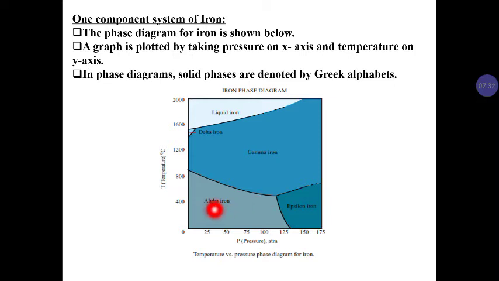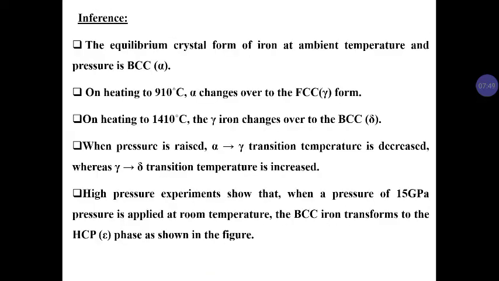For example, if it is alpha iron, the temperature can be varied independently and the pressure can be varied independently. If you take gamma iron, the pressure can be varied independently, the temperature can be varied independently. Like that, if it is a single phase, both the temperature and pressure can be varied independently.